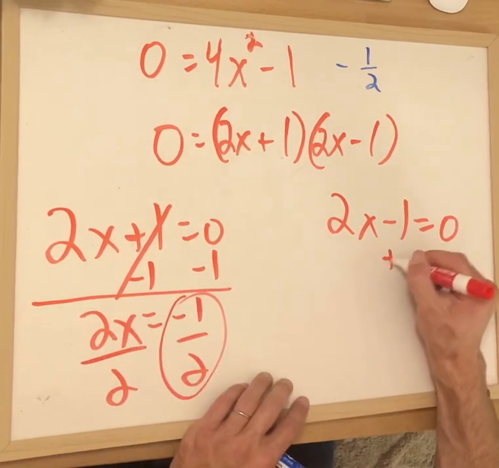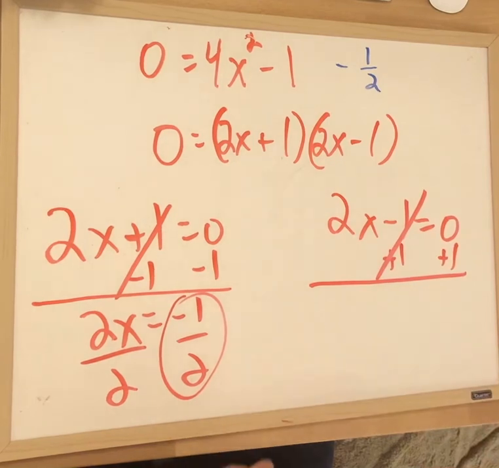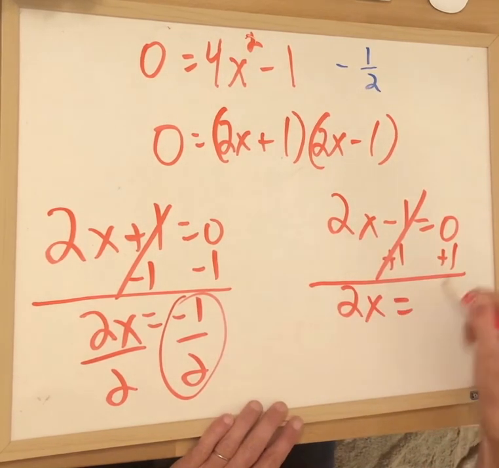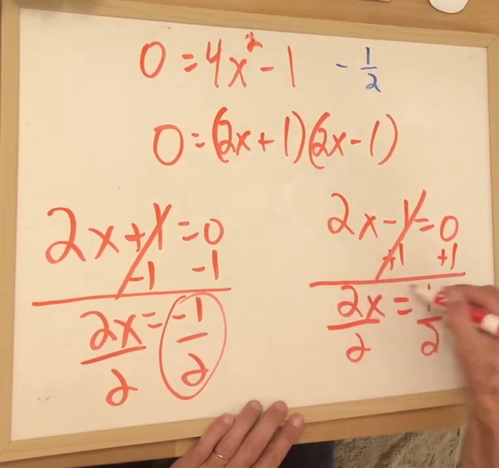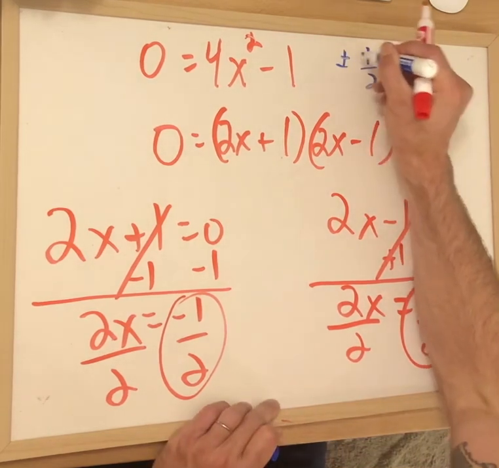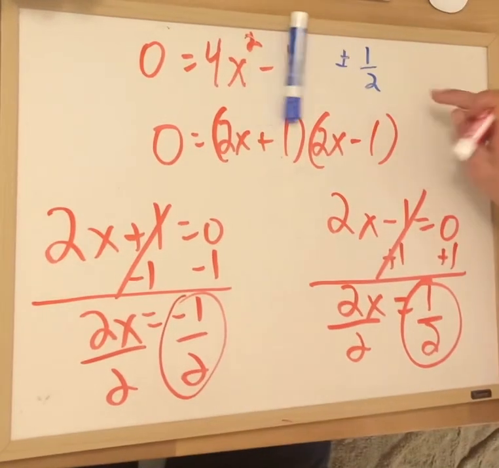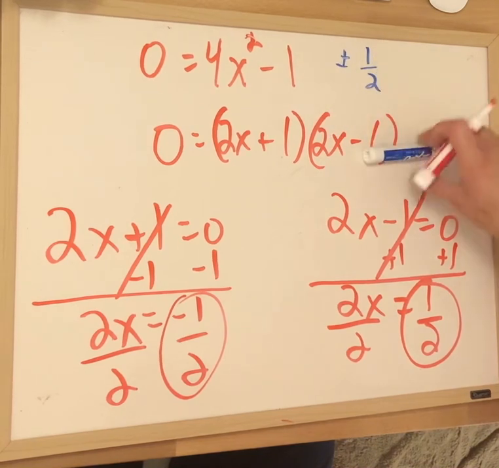Second solution, I'm going to add 1. This cancels out. Just basic math, isolating the variable. We're trying to get x all by itself. 0 plus 1, divide both sides by 2. And you're going to get x equals +1/2. So you're going to have a plus or a -1/2. Those are your two solutions. Or these are also called your roots, or your zeros, or your x-intercepts.